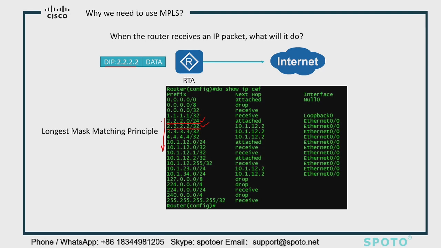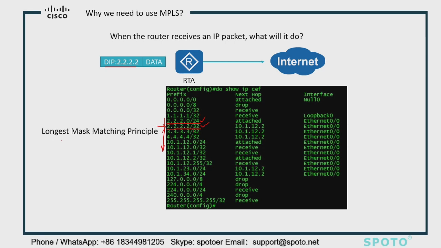This is the question, and we have one principle called the longest mask matching principle. It means the entry with the longer mask has a higher priority. So the second one, with the 32 mask, is longer, so the router will forward the packet according to this entry. This is called the longest matching principle, and we can summarize here.